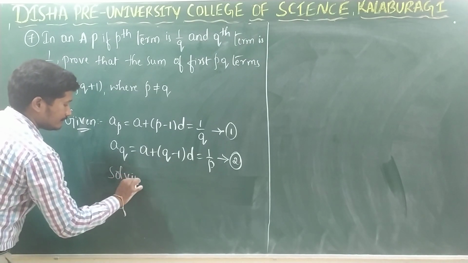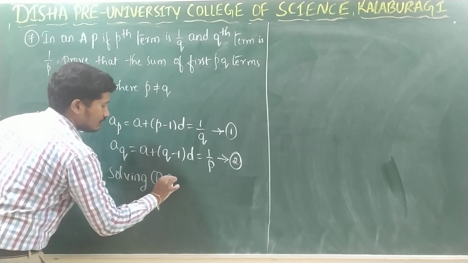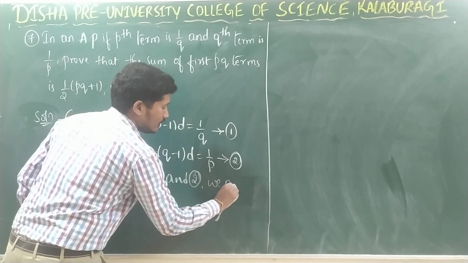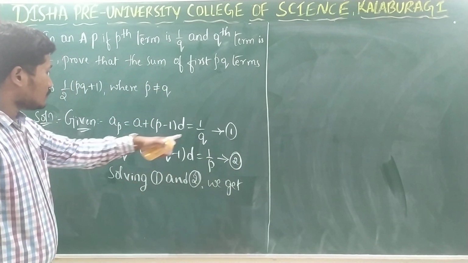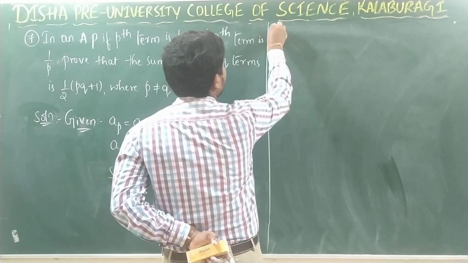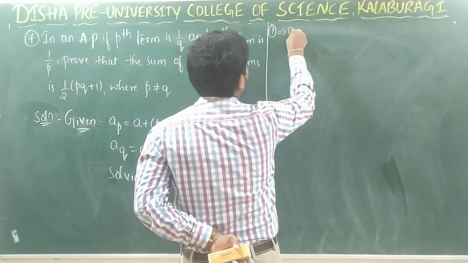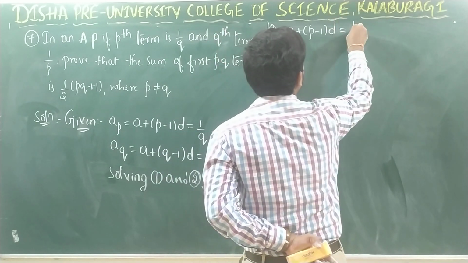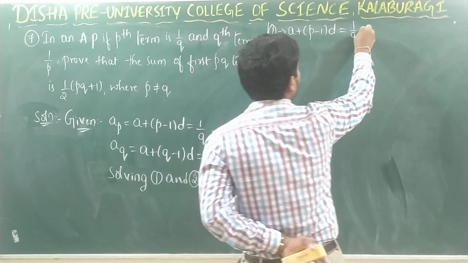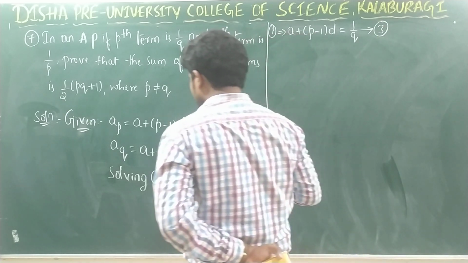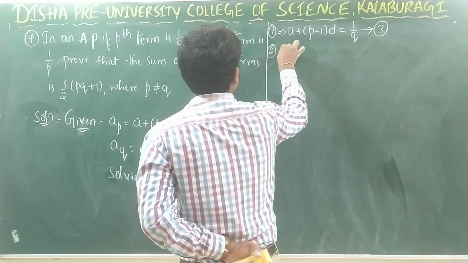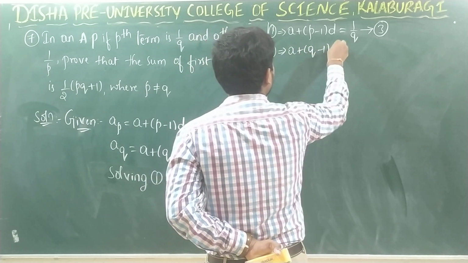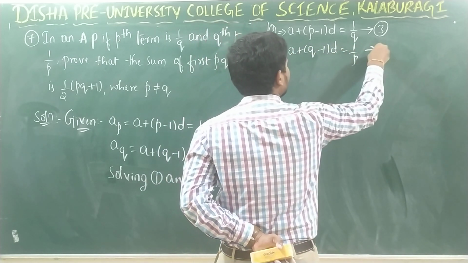Solving equations 1 and 2, let's see what we get. Let us consider the first equation: a plus (p minus 1) into d is equal to 1 by q. Let us consider this as 3. Next, 2 implies that a plus (q minus 1) into d is equal to 1 by p. Let us take this as 4.